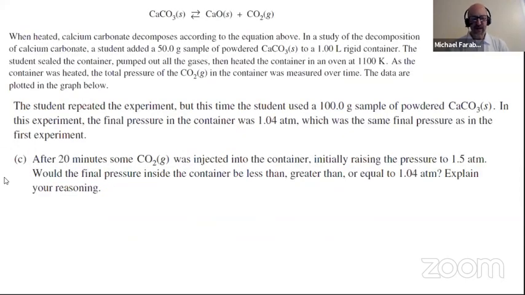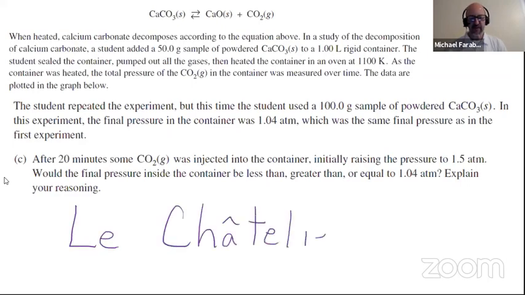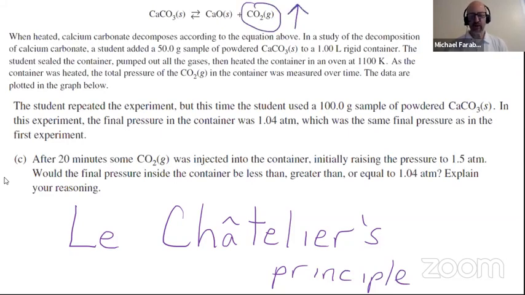All right, part C of this question says, after 20 minutes, some CO2 was injected into the container. So this reminds you, hopefully, of the comment that I made yesterday about Le Chatelier's principle, okay? And Le Chatelier's principle has to do with what happens when we make a change. So if we somehow add more CO2 to this equilibrium, that should cause Q to become larger than K, and then a shift in the equilibrium position that would go toward the left.